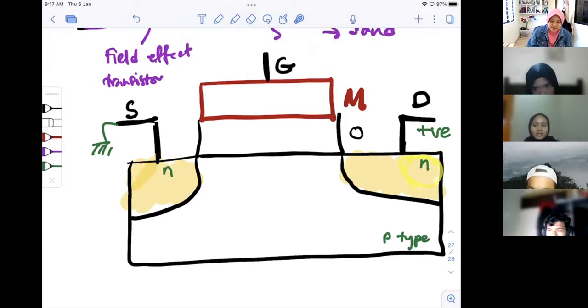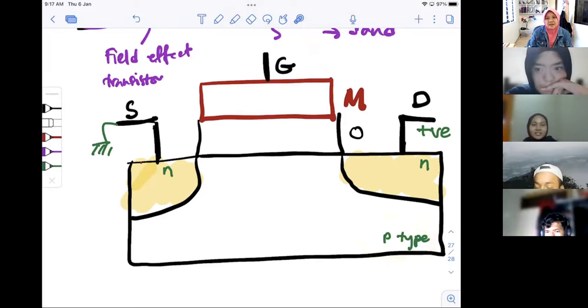So this N, okay, the electron from that N will diffuse to P type, and the holes from the P type will diffuse to the N at D. But I'm not sure whether... the P here is not connected anywhere, right? Oh yeah. Then how is it?